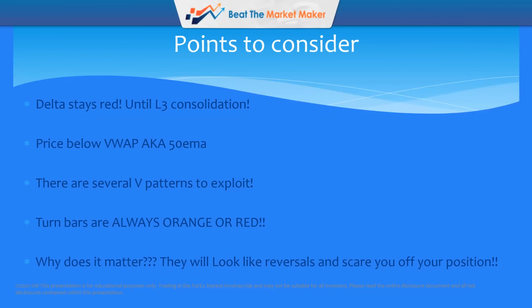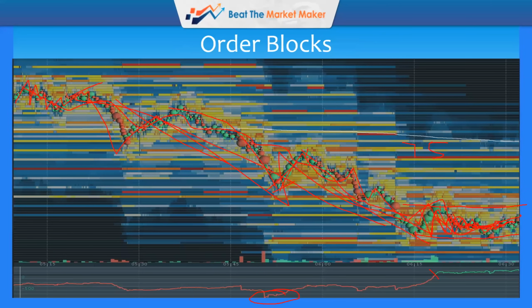I want you to notice the delta stays red until level 3 consolidation. Price below the VWAP is the 50 EMA, so you can get a bounce trade on that. I want you to notice that there's several V patterns on the way down to exploit, and the turn bars are always orange or red. To create the turn bars, they use heavy, heavy stuff to get the turn. Let me erase this. In order to create the turn, they have heavy, heavy stuff in the book. Heavy orders.